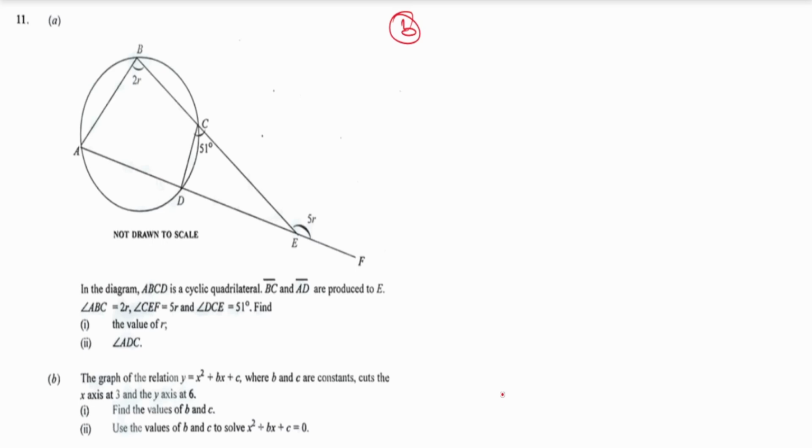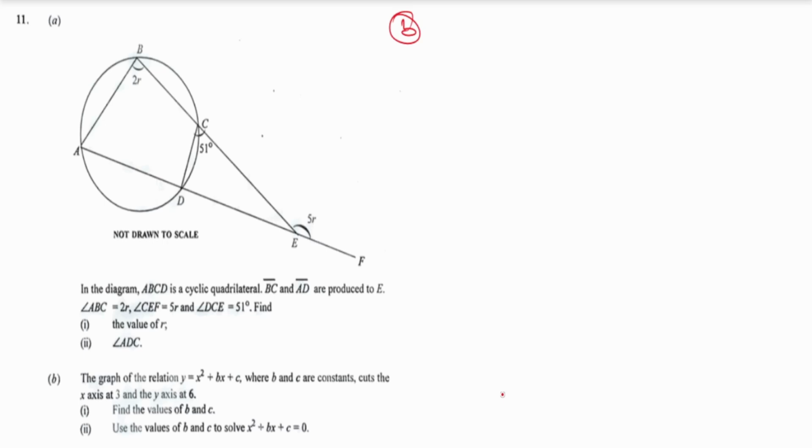The question says that the graph of the relation y equals x squared plus bx plus c, where b and c are constants, cuts the x-axis at 3 and the y-axis at 6. (i) Find the values of b and c, and (ii) use the values of b and c to solve x squared plus bx plus c equals 0.